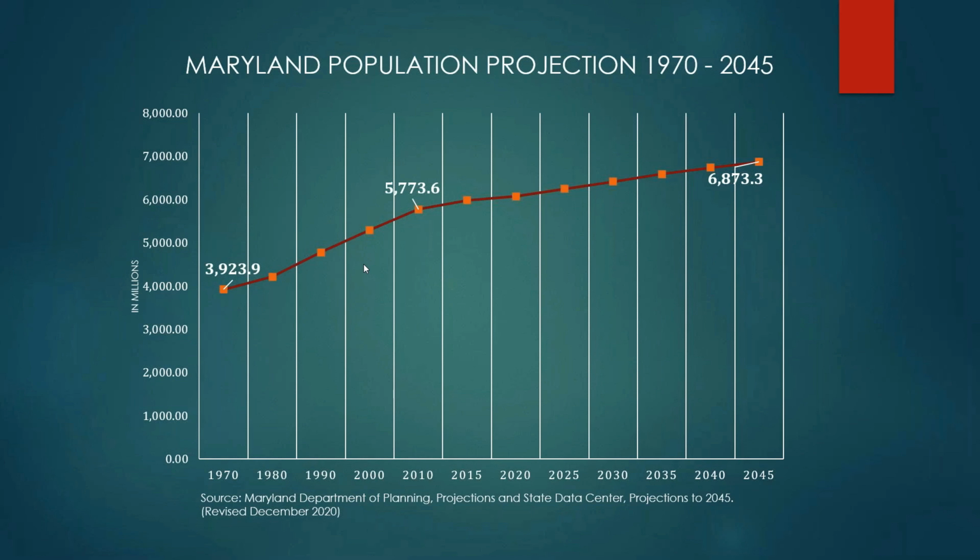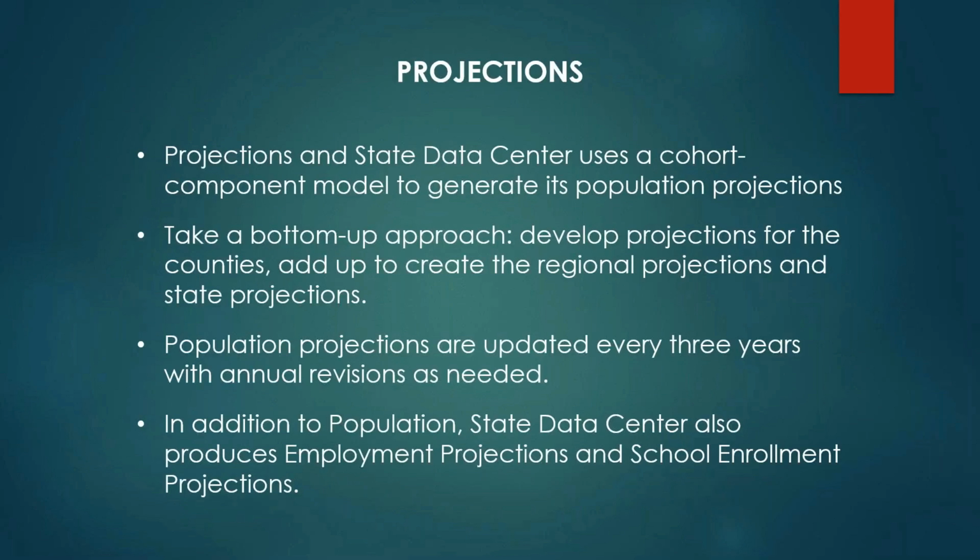The census and PEP provide the base for our population projections. We'll be recalibrating our model to a 2020 base year. Next slide, please. The department's authority to produce population projections is written in statute. We update projections every 3 years and make annual revisions to our projections as necessary.